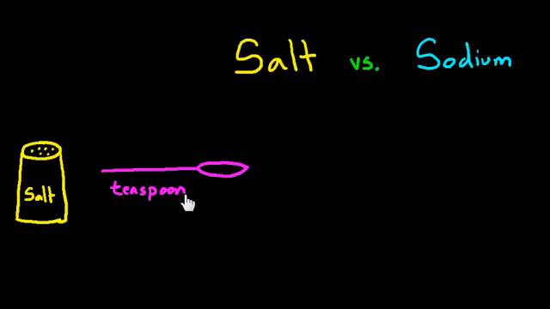and let's say I took this teaspoon of salt, here it is, and I weighed it on a scale, I would find that 1 teaspoon of salt weighs about 6 grams. Let me write that here. So it's about 6 grams. And 6 grams is the same as 6,000 milligrams. So that's the weight of 1 teaspoon of salt. Now the question comes up, how much of that is from sodium?